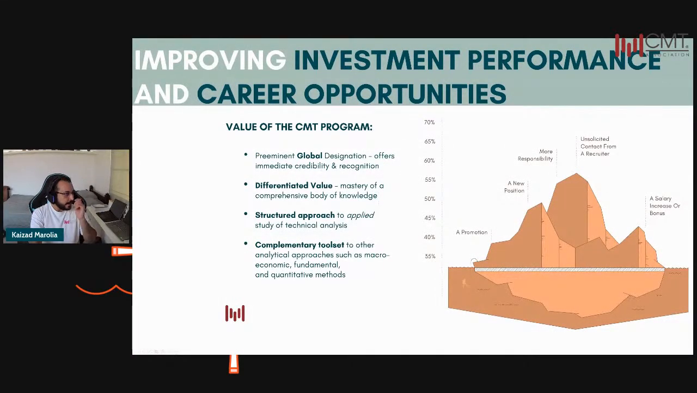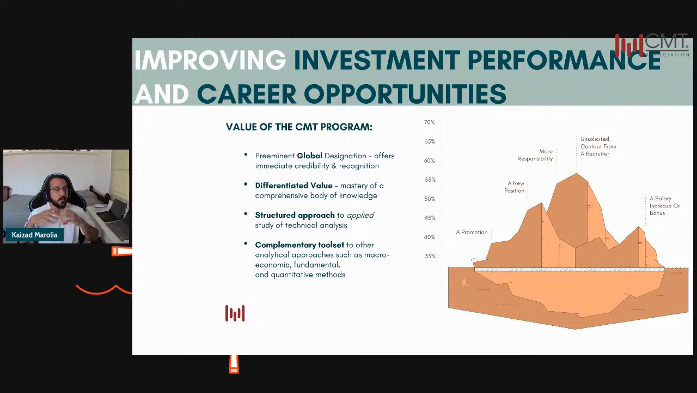Okay, this slide I believe we've already covered in our past presentations, but the reason I'm covering it again today is that it basically highlights the value of conferring or getting the CMT charter. This was a survey that we conducted amongst our member audience who said that after getting the CMT designation, what had they achieved or what were the significant milestones in their careers that they achieved.